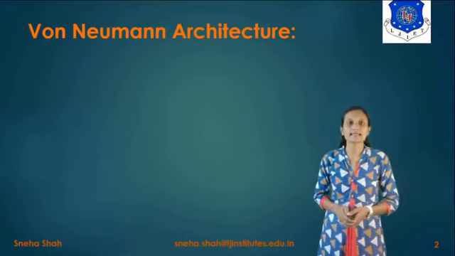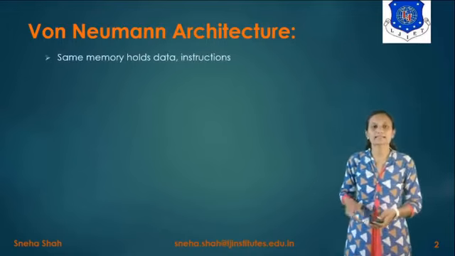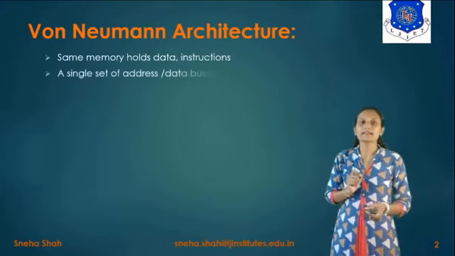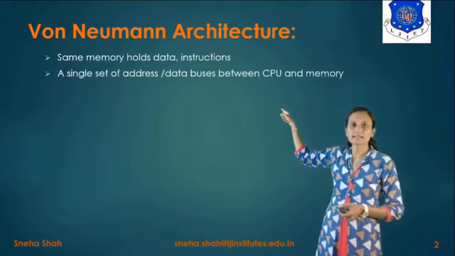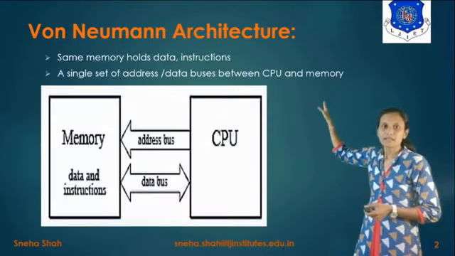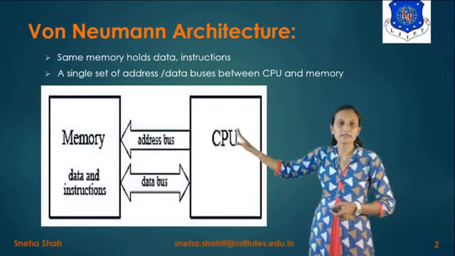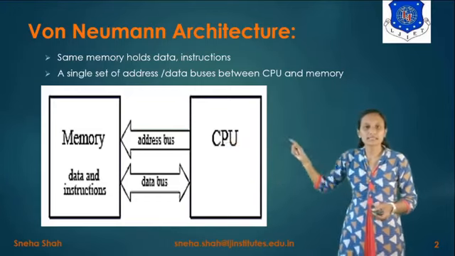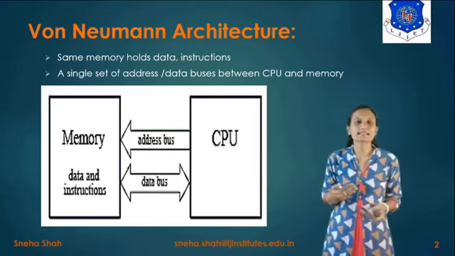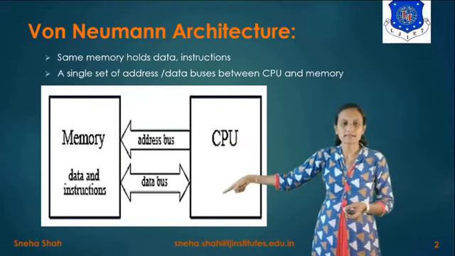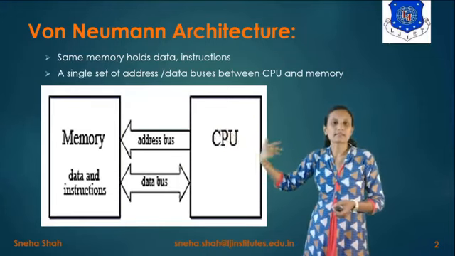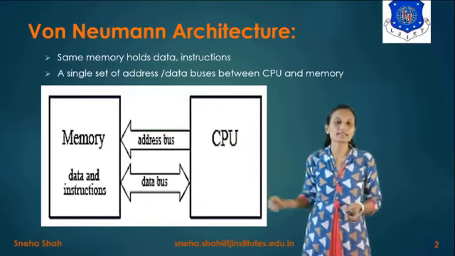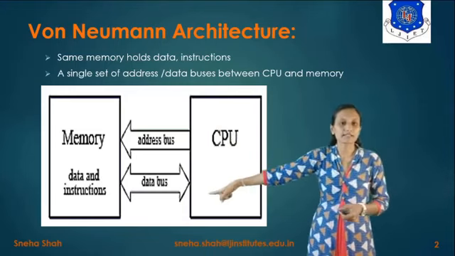Basically, the Von Neumann architecture has the same memory for the data as well as for the instructions. And it has a single set of data or address buses between the CPU and the memory. If we draw the Von Neumann architecture, it will look like this. In this, the CPU gives the address through this address bus, and it fetches or supplies the data by using this data bus. From the memory, the data will be fetched by the CPU. In this memory, we are using a common memory for the data as well as for the instructions.